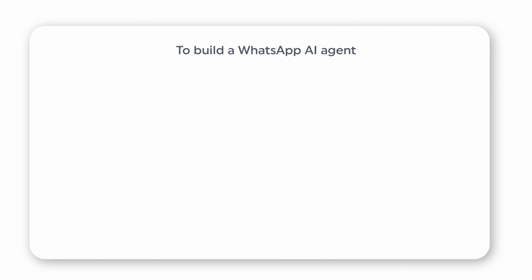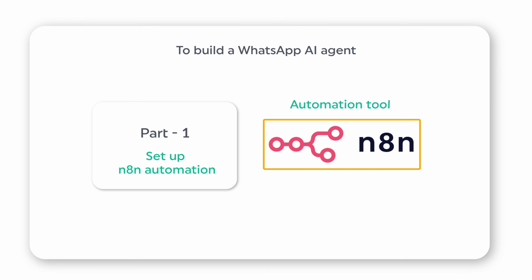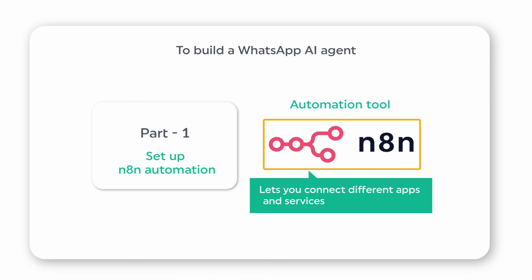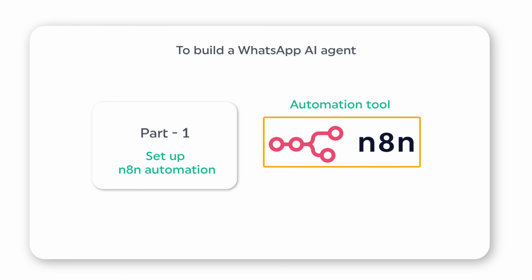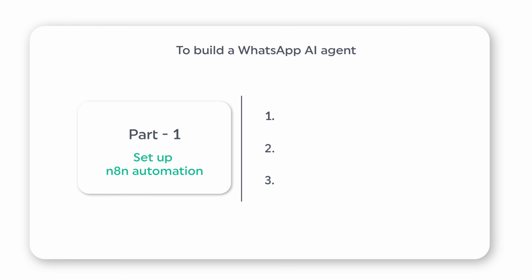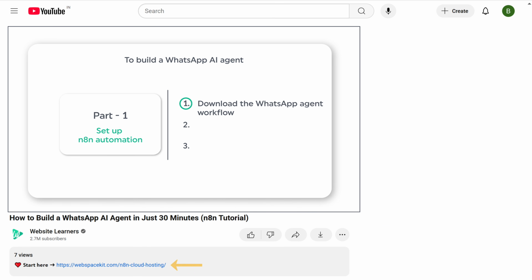To build a WhatsApp AI agent, we're going to do 4 parts. And the first part is to set up the N8N automation. Now, N8N is an automation tool that lets you connect different apps and services to automate tasks. So to set it up, we'll follow 3 simple steps. The first step is to download the WhatsApp agent workflow. So to download the workflow, just click the link in the description.